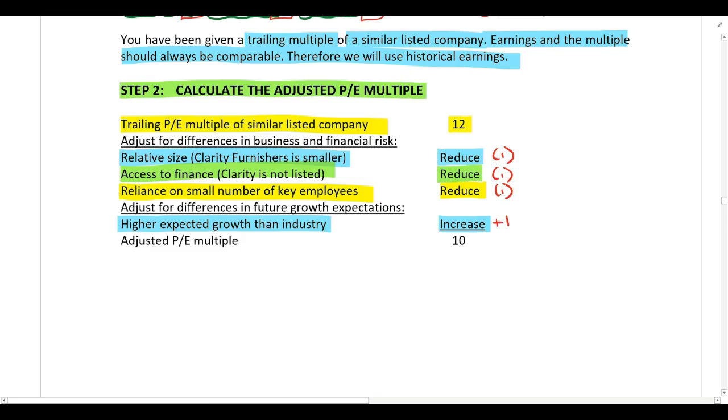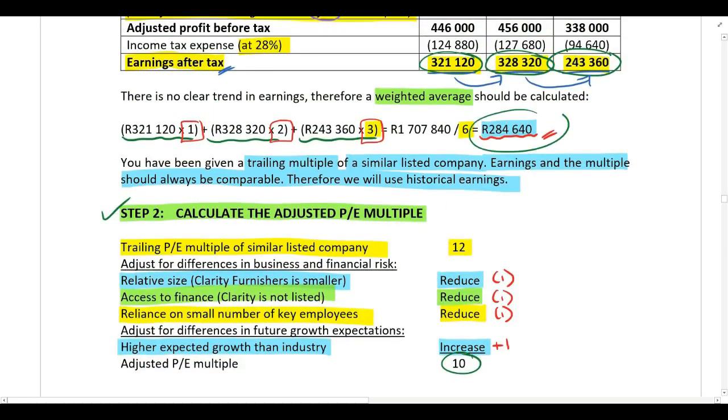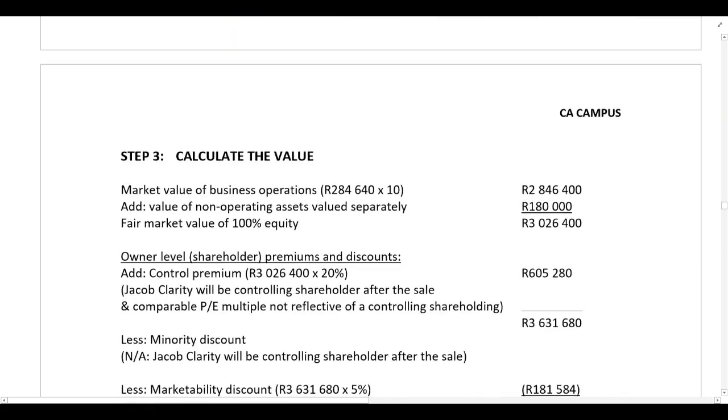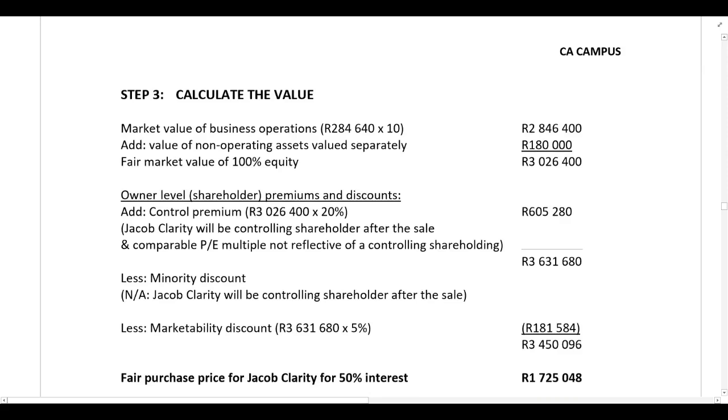Okay, make it clear that it's positive or negative. We have then completed step 2 of the calculation, and we have our adjusted PE multiple. So in step 1, we calculated our maintainable earnings. In step 2, we've calculated the adjusted PE multiple, and we can now move on to step 3, where we are going to wrap everything up and calculate our value.